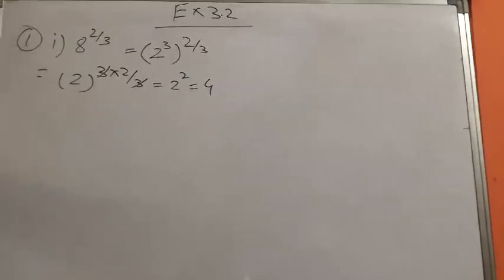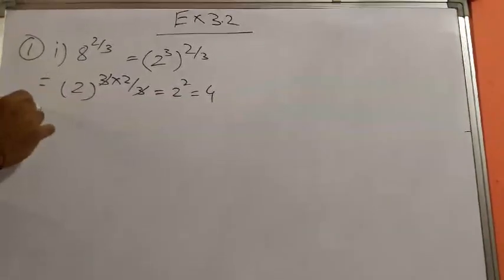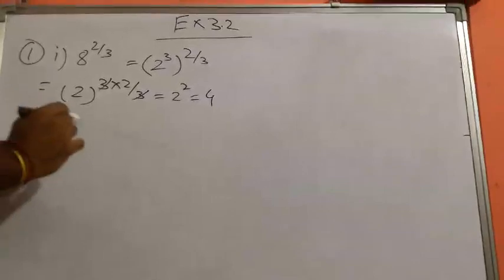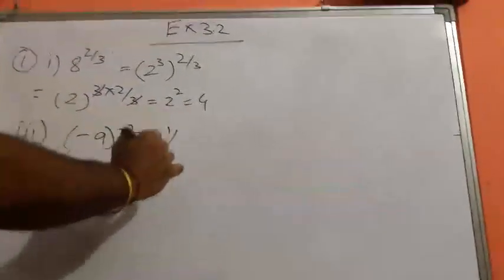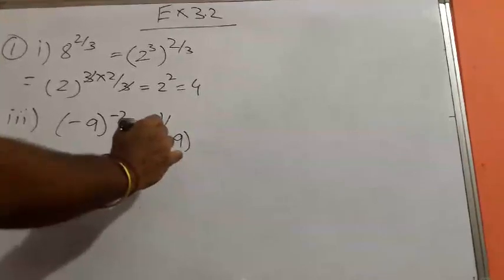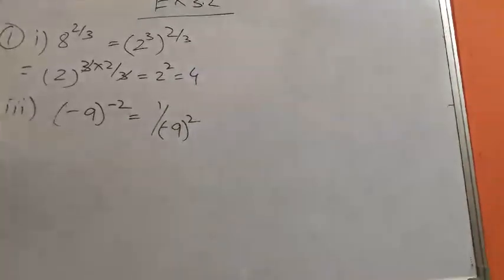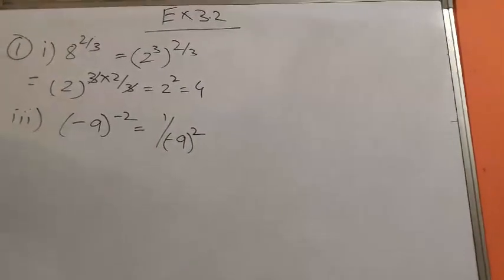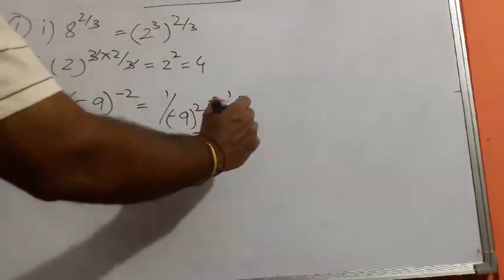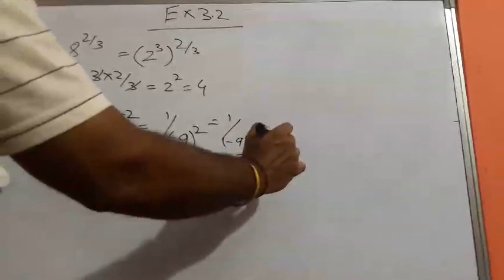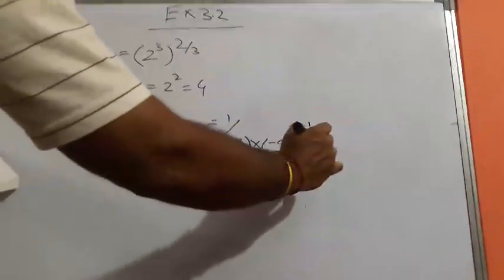Now let us see the third question. The question is minus 9 to the power minus 2. Always change the exponent to positive. So we can write this as 1 upon minus 9 square, and minus 9 into minus 9 is 81, so the answer is 1 upon 81.